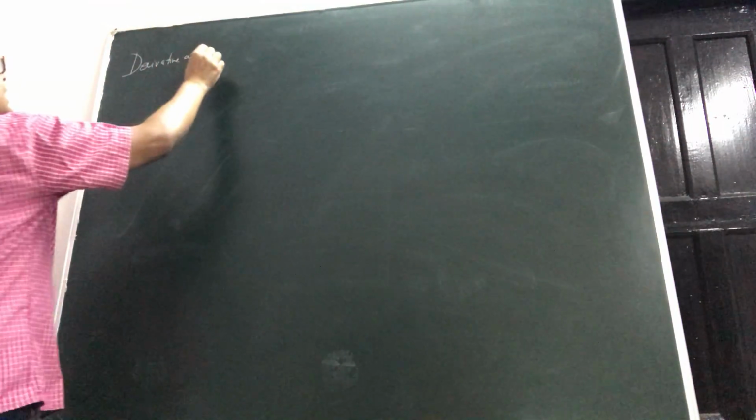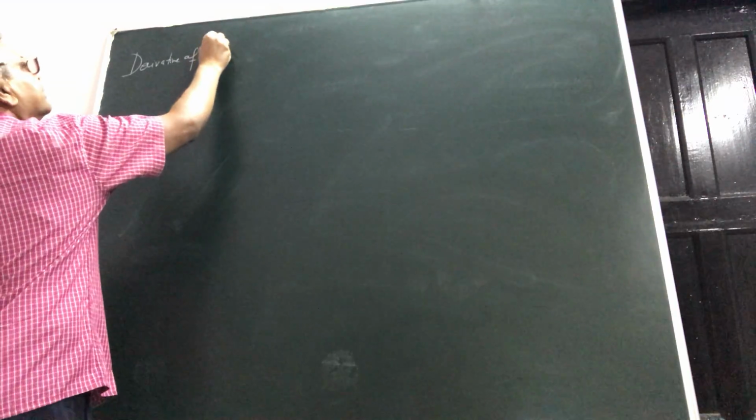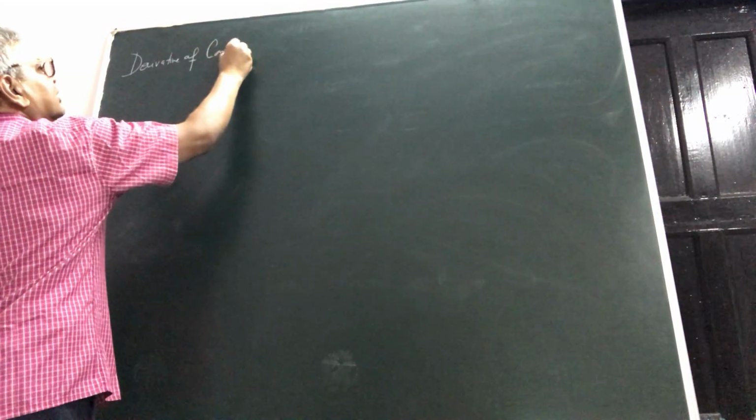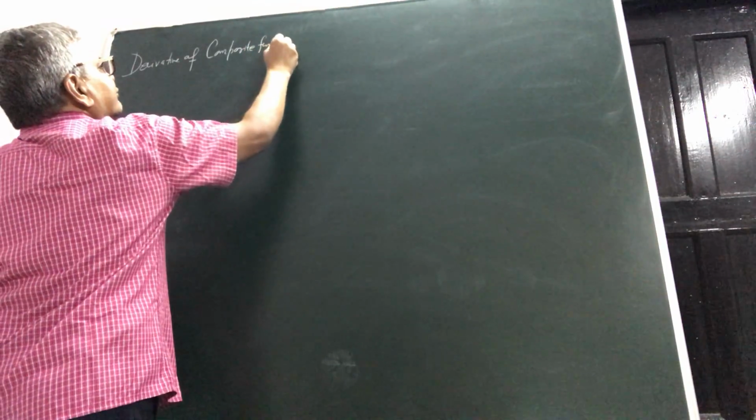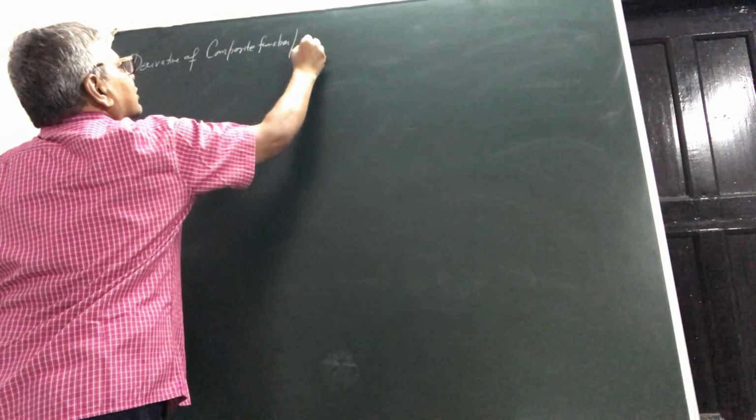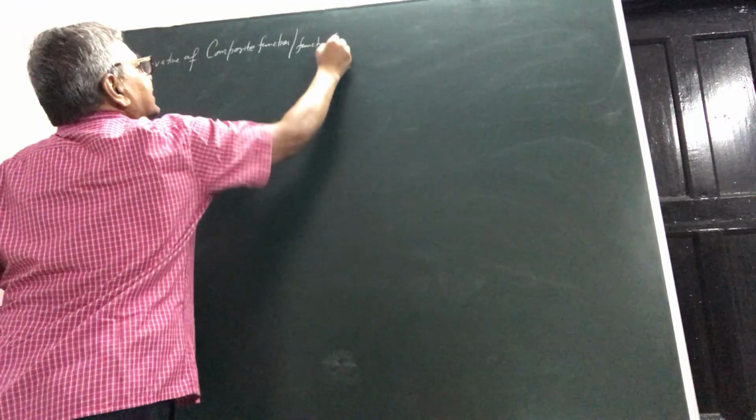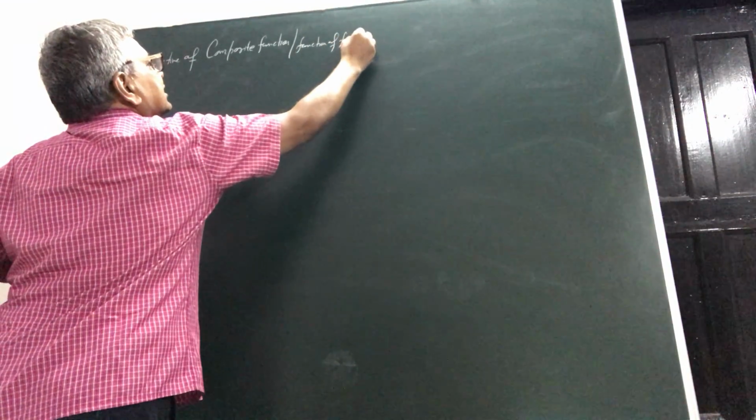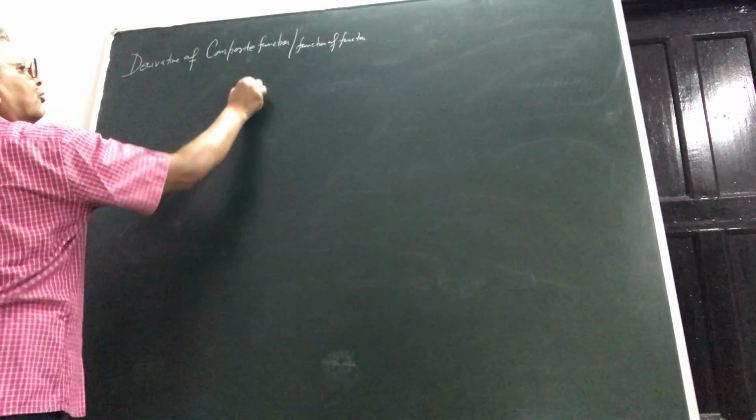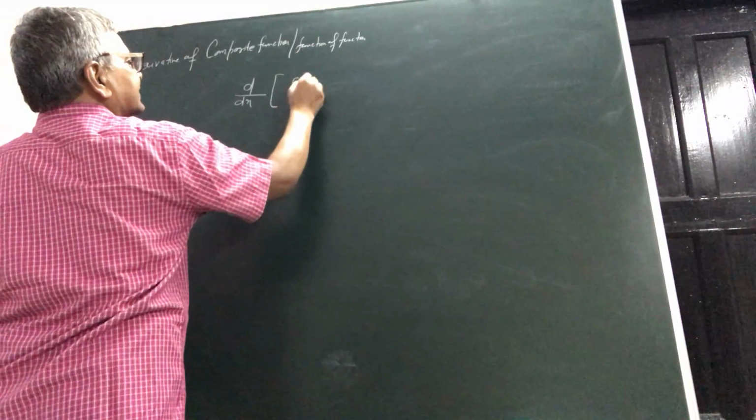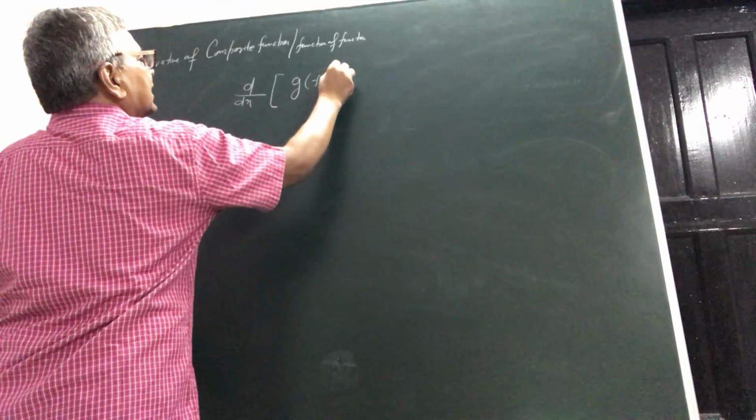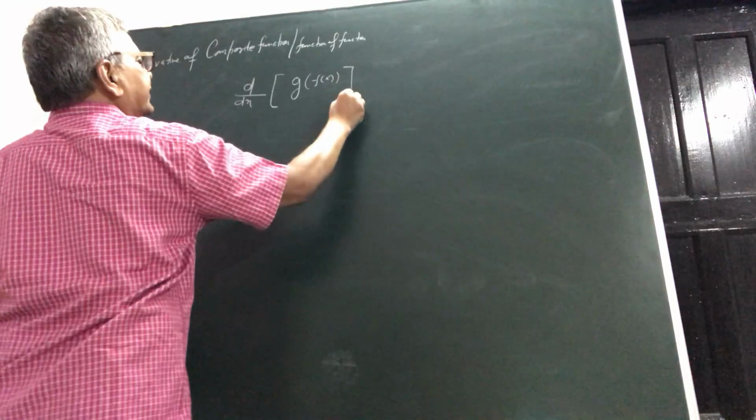This is a very important article, the derivative of a composite function. Composite function or function of function, whatever you feel like, you may write it. So effectively what you are finding is d by dx of g(f(x)).